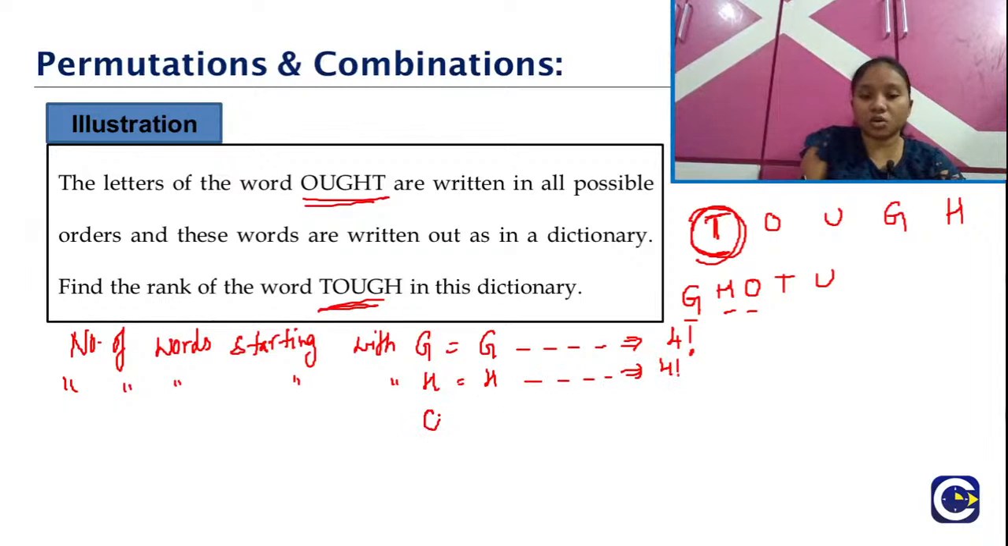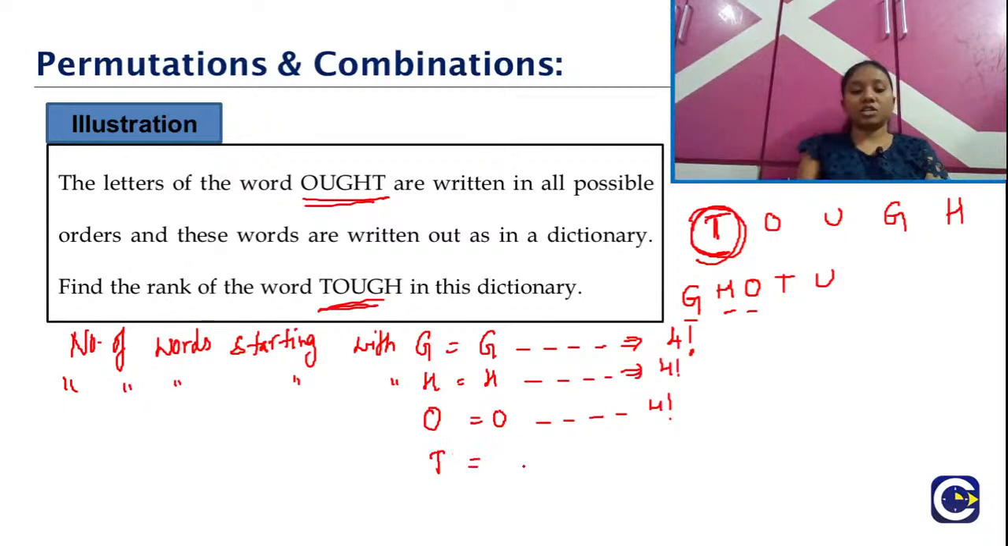And the next will be O. So for O here, again 4 factorial. And the next will be T. Right. So for T here, because here we have to find the rank of the word which is starting with T.